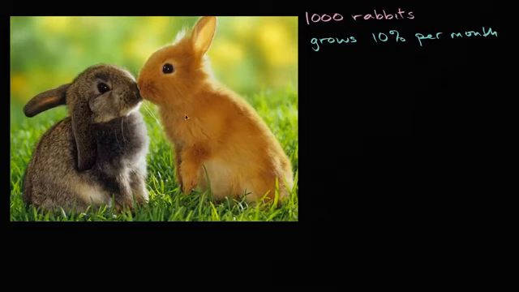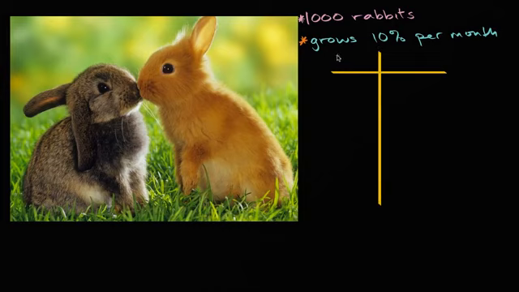Let's say that we're starting with a population of 1,000 rabbits, and we know that this population is growing at 10% per month. What I want to do is explore how that population will grow. So let's set up a little table here. On this left column, let's say this is the number of months that have gone by, and on the right column, this is the population. So we know from the information given to us that at 0 months, we're starting off with 1,000 rabbits.